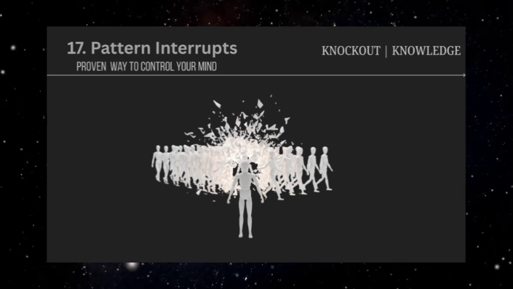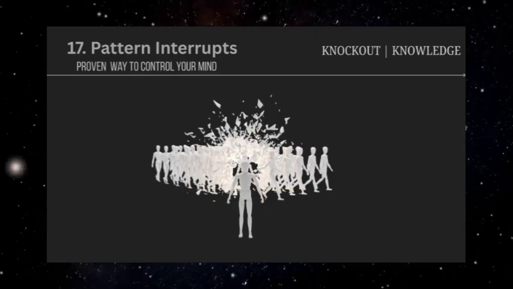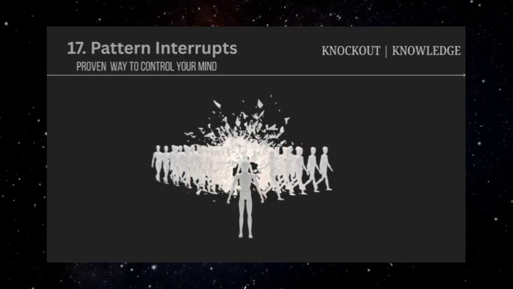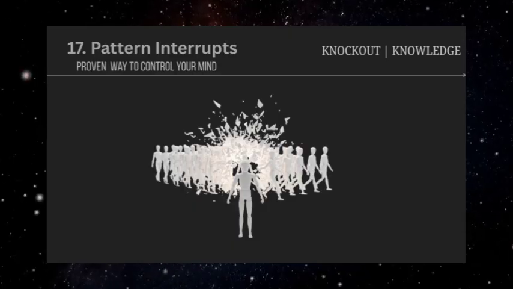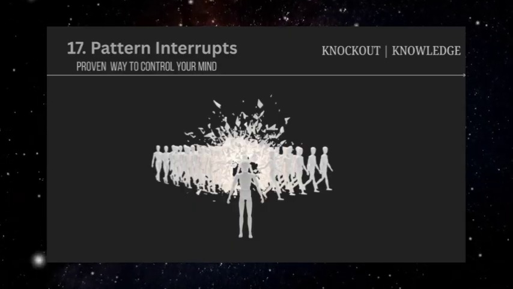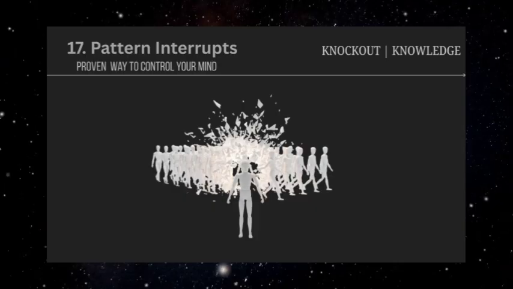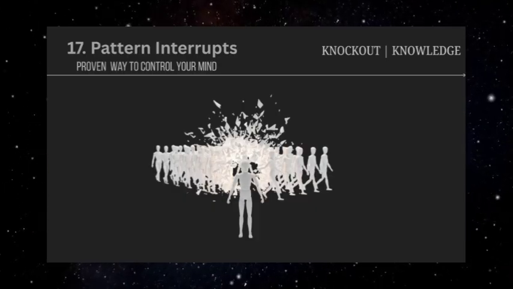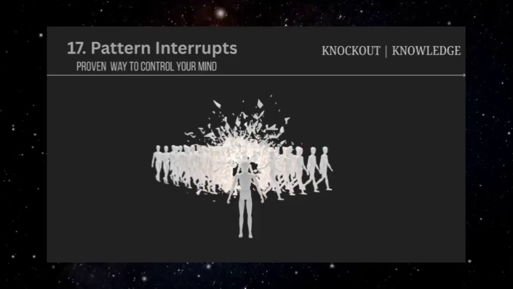Physical pattern interrupts involve unexpected touches, gestures, or movements that break the flow of interaction. A handshake that lasts too long, an unexpected hug, or even standing up suddenly during a seated conversation can create moments of disorientation that make the other person more suggestible to whatever comes next.